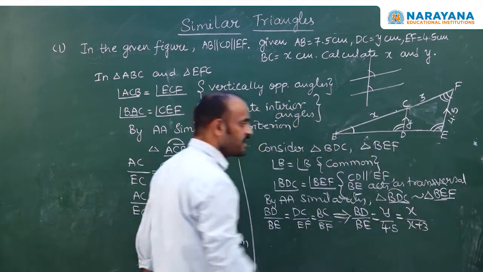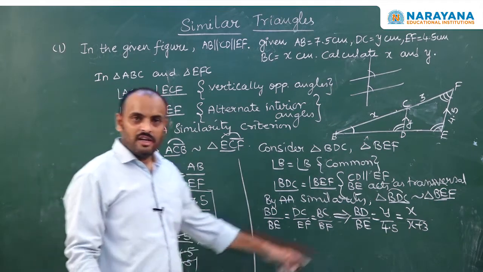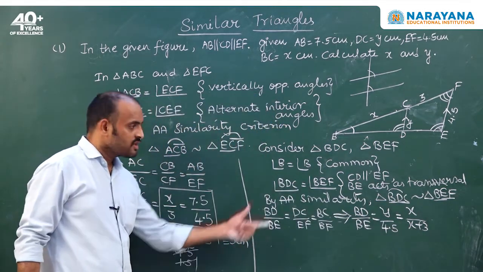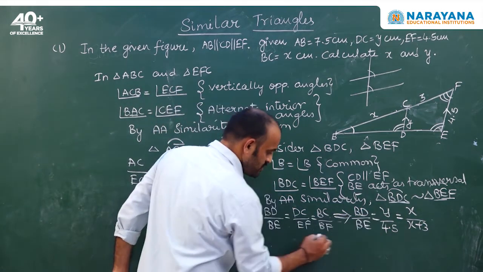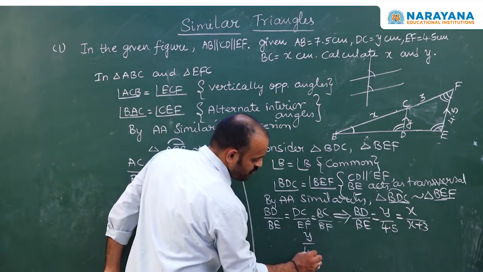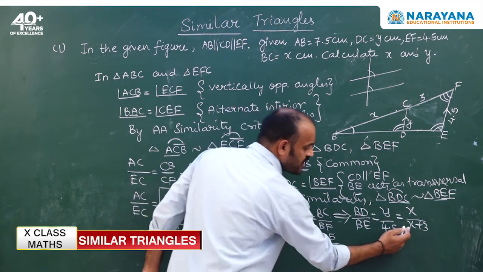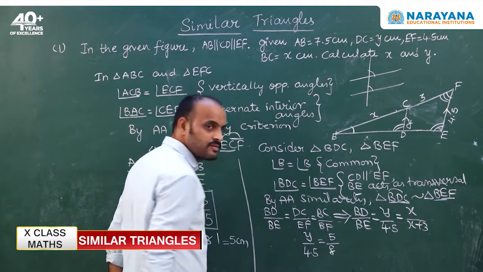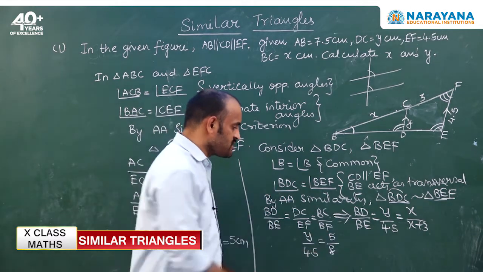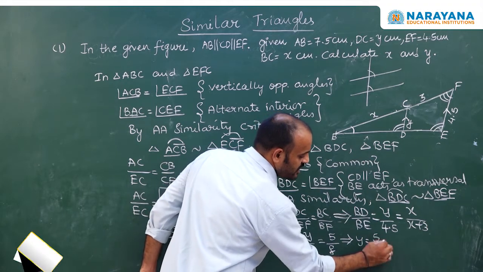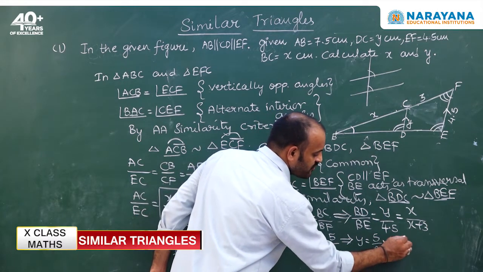X plus 3. Do we know the value of X or not? Already we found out X is equal to 5. That I will substitute. Therefore, Y by 4.5 is equal to 5 by 5 plus 3, 8. I will send this 4.5 to the other side. Y is equal to 5 by 8 into 4.5.